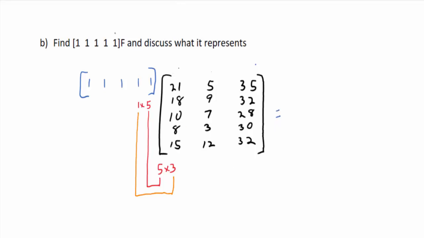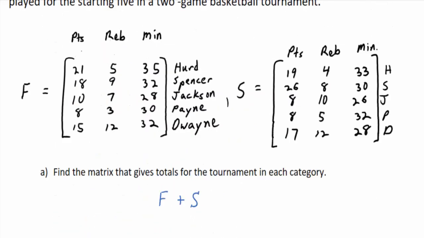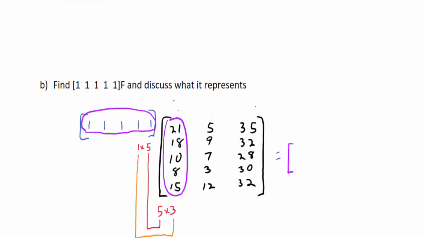Just in your notes. So you're going to get the first entry, it's a 1 by 3 matrix, so your product matrix is only going to have one row with 3 entries, 3 columns. To get the first entry, you take the row of ones and multiply it times the first column. Then you get the second entry, multiply times the second column, third entry, third column. Won't take you very long. And keep in mind what the columns represent: points, rebounds, and minutes played.